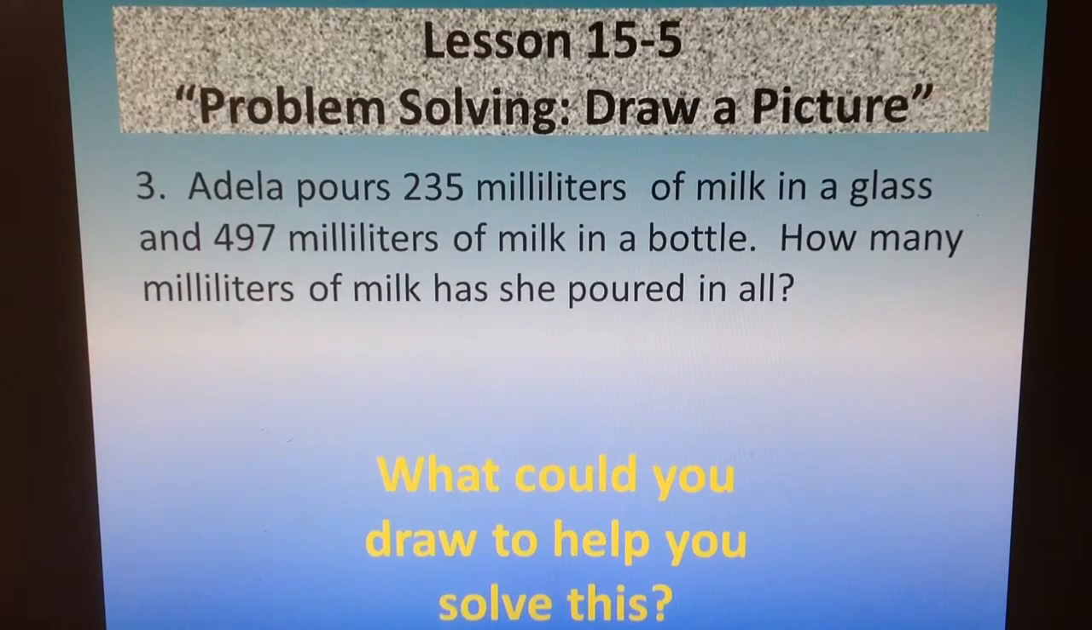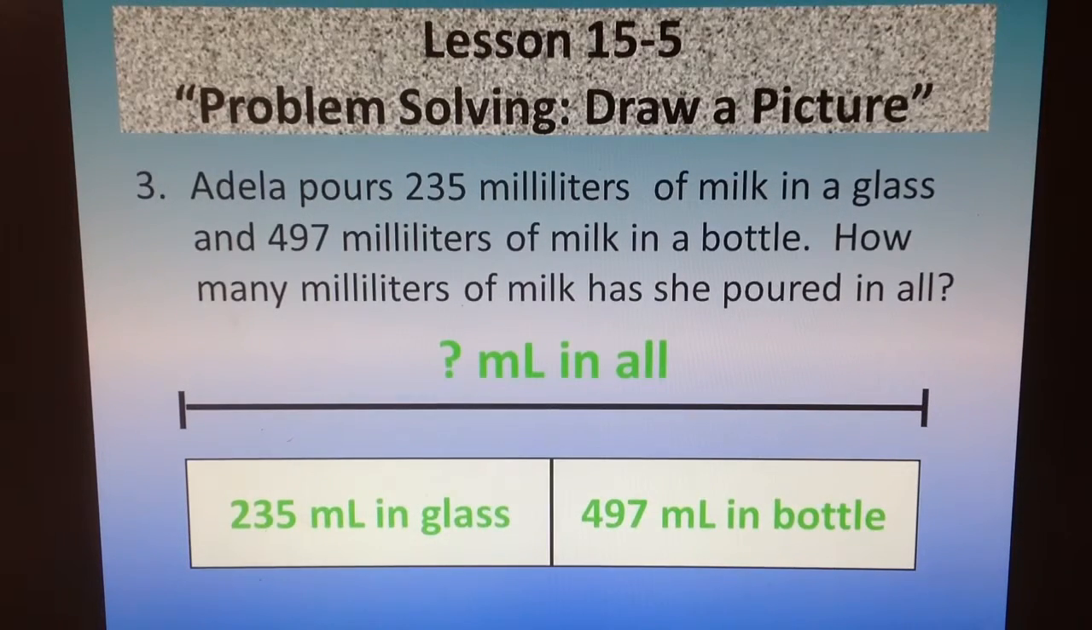Adela pours 235 milliliters of milk in a glass and 497 milliliters of milk in a bottle. How many milliliters of milk has she poured in all? Pause the video if you need to think about this one. And there's the total of 235 plus 497. When you add them together, the whole is 732.